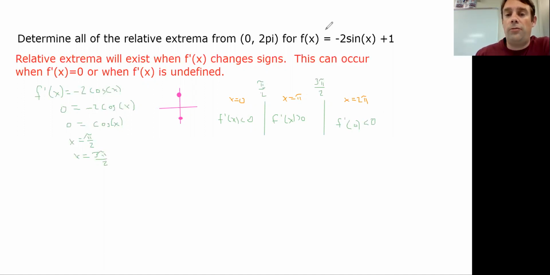And if we're looking at it, friends, here I went from less than to greater than. That means this is a relative min. And then from here, I went from greater than to less than. That means this is a relative max.